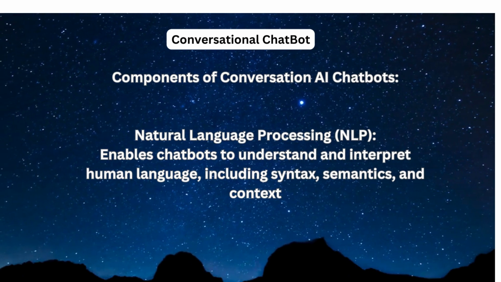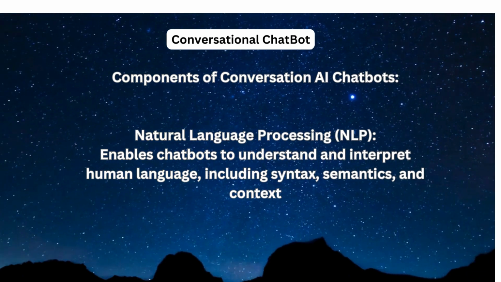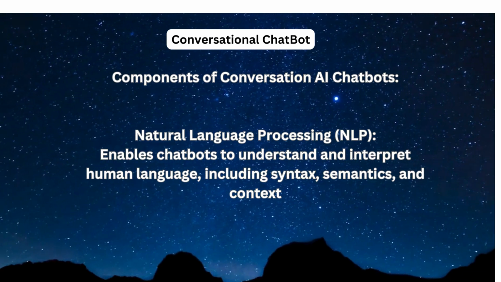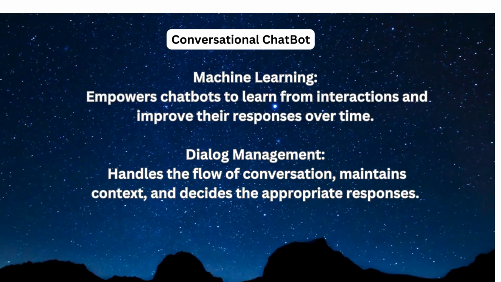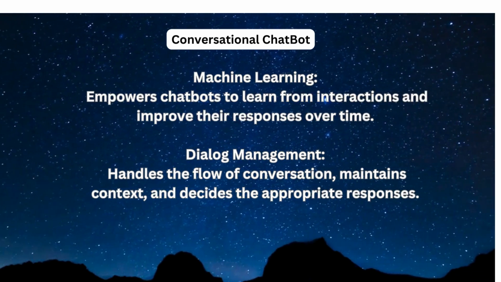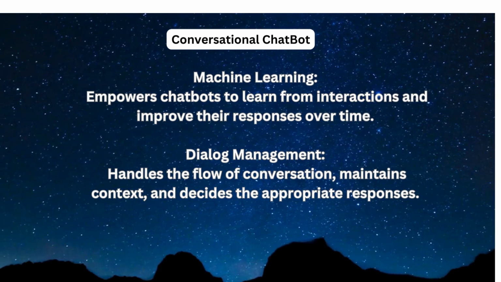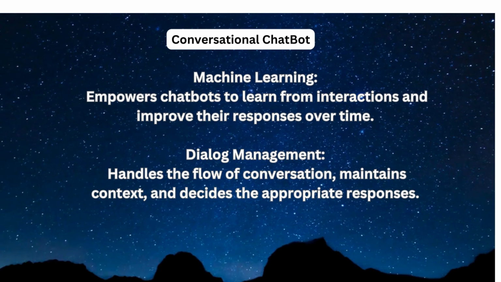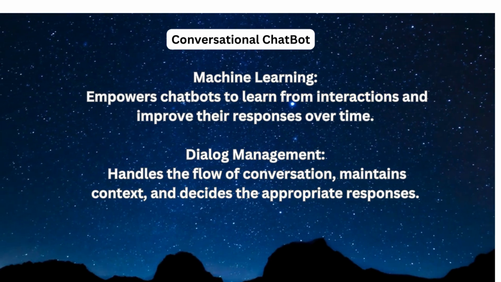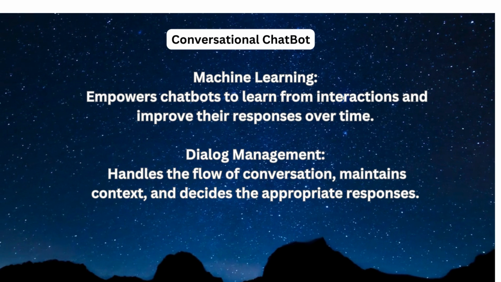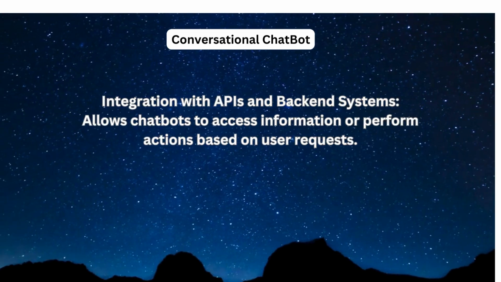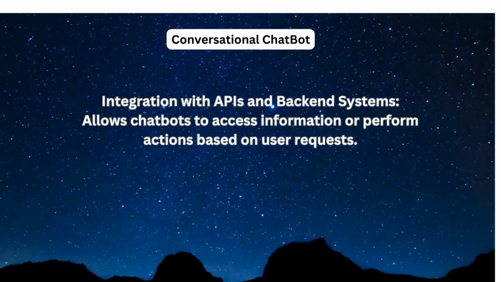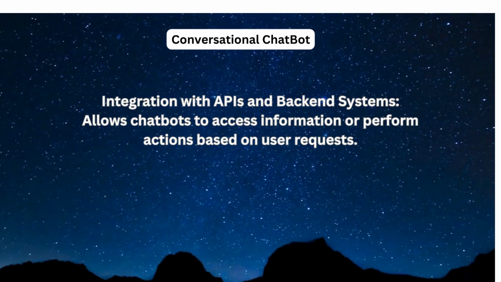Components of conversational AI chatbots. First, natural language processing (NLP) enables chatbots to understand and interpret human language, including syntax, semantics, and context. Second, machine learning empowers chatbots to learn from interactions and improve their responses over time. Dialogue management handles the flow of conversation, maintains context, and decides the appropriate responses. Integration with APIs and backend systems allows chatbots to access information or perform actions based on the user request.